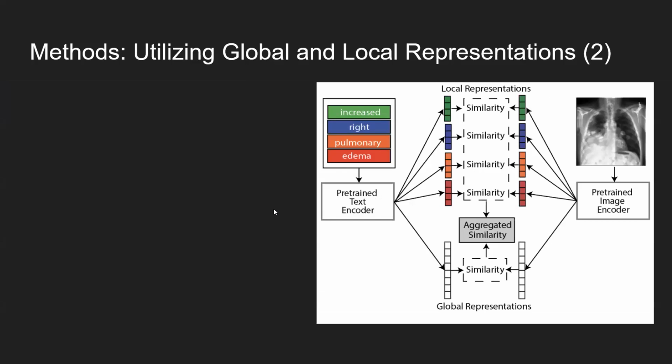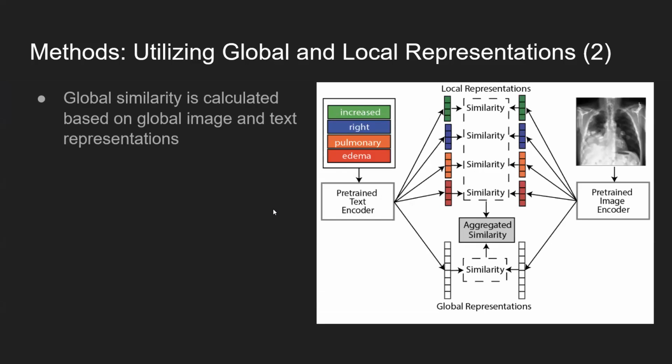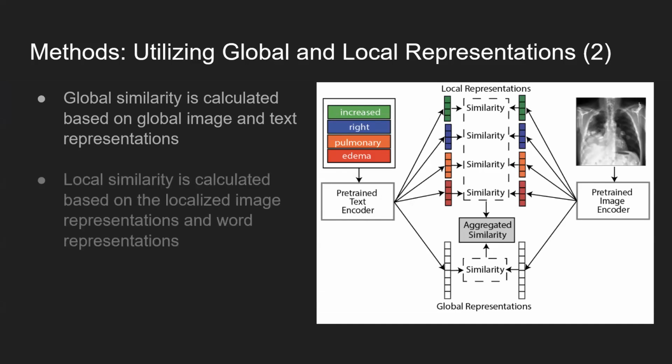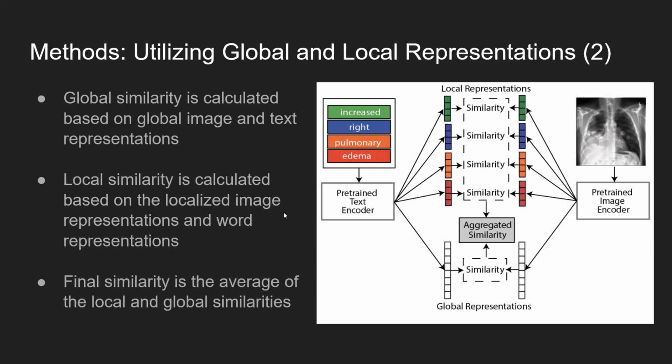So again, continuing. The global similarity is calculated based on the global image and text representations. The local similarity is calculated based on the localized image representation and word representations. And the final similarity is the average of the local and global similarities. So we can see here, this is where the global similarity is calculated. Here is the local similarity. And then the final similarity is the average of the two.